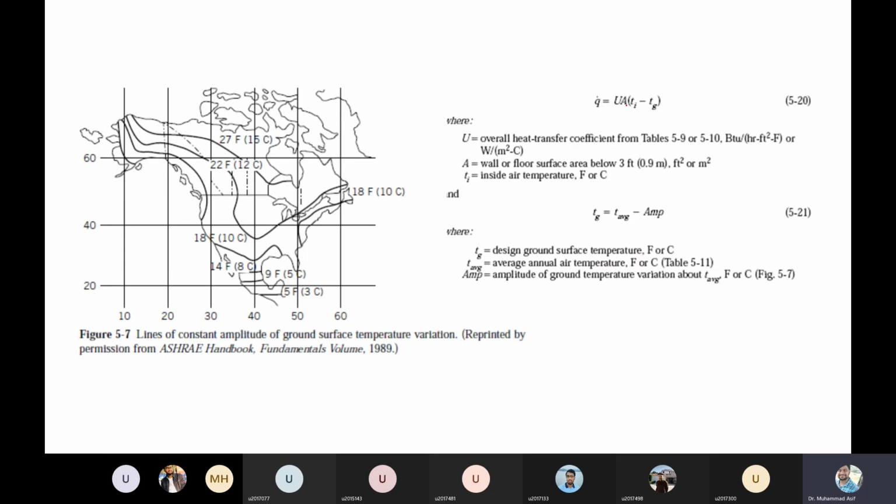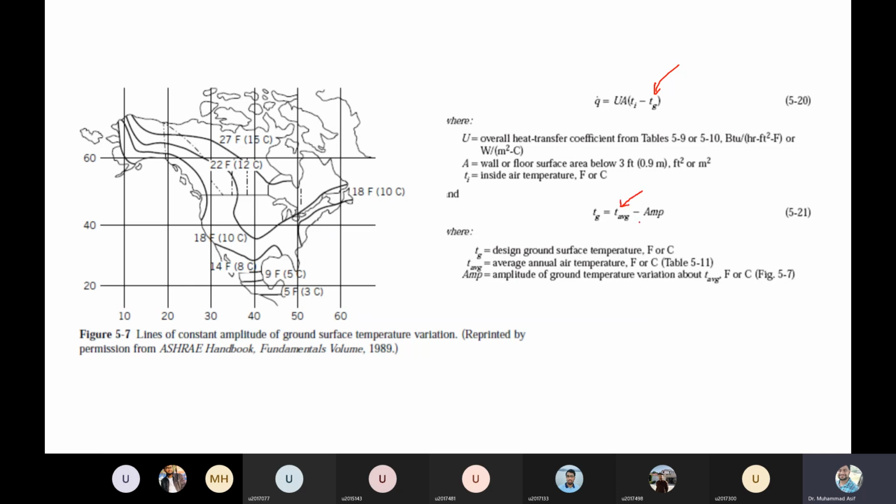The heat transfer from the ground is equal to UA times (T minus TG). T is the inside temperature of the room. TG is the ground temperature. But the ground temperature is not constant. It varies from location to location. So how do we calculate the TG? TG is basically the difference of the average temperature, I mean, the annual average temperature.